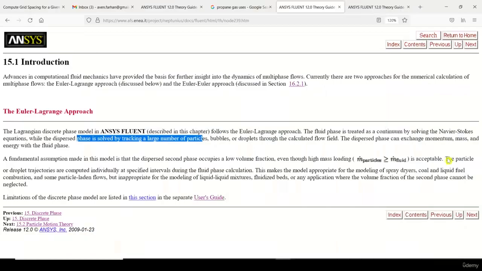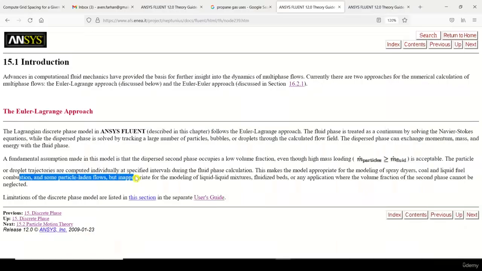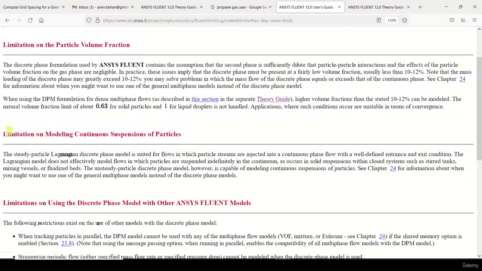Let us just continue. The particle or droplet trajectories are computed individually at specified intervals during the fluid phase calculation. This makes the model appropriate for the modeling of spray dryers, coal and liquid fuel combustion, and some particle laden flows. So these are the different applications of DPM. And there are certain limitations. We can just go and see if you want over here.